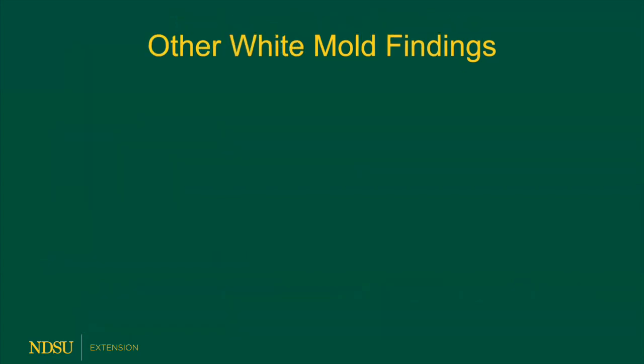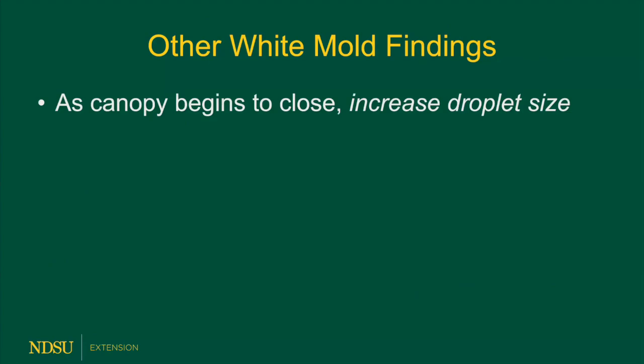Okay, a few other things about white mold before we shift gears. As the canopy closes, you want to increase droplet size. That's simply because when you have an open canopy, you can get that mist in there quite easily. But once the canopy closes, it's hard to get to the point where you need to get, those flower petals, the inside of the plants. So you will want to increase droplet size.